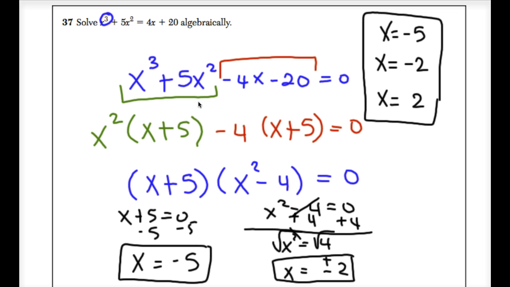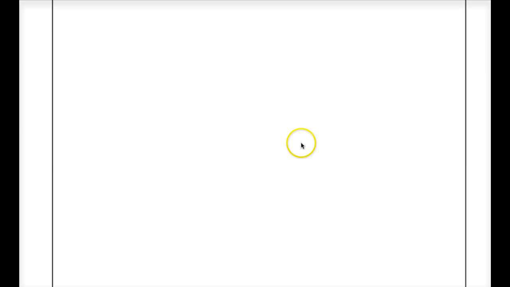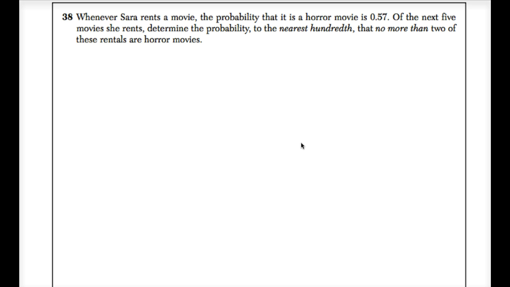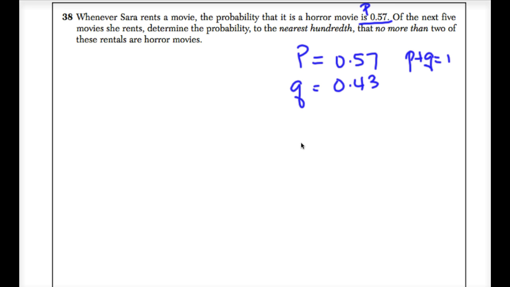All right, the last question to cover what we did in this class, because we haven't done number 39, is number 38. Number 38 has to do with probability. When Sarah rents a movie, the probability that it's a horror movie is 0.57. This is my P, the success of the event happening. So if my P is 0.57, then my Q, or my failure, is 0.43, the difference, because P plus Q has to give me 1.